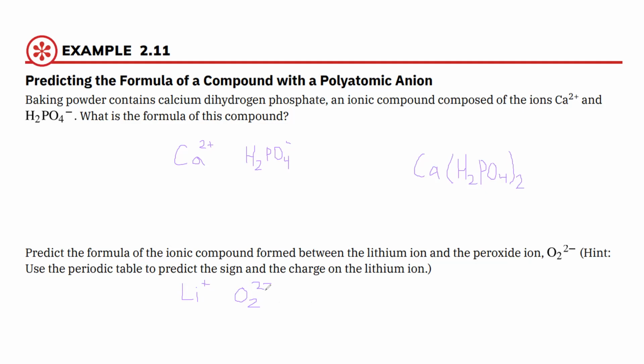And again, doing the crisscross method, bring down the 2 from the peroxide, make that our lithium charge. And then with the oxygen, we're bringing that 1 down. We don't need a parenthesis in this case, just because we have 1 of that peroxide ion. If we had something with a positive 3 charge, then we'd want to put the O2 in parenthesis and the 3 on the outside. But in this case, since it's just a single one of those polyatomic peroxides, we can just keep it as is.